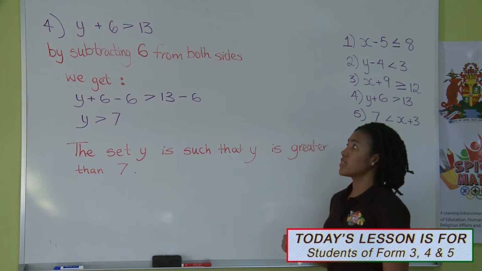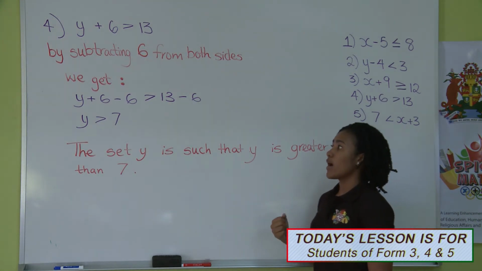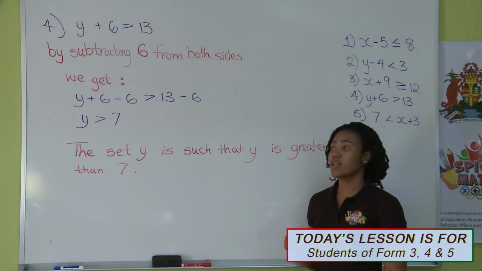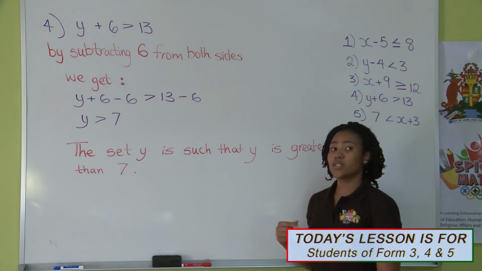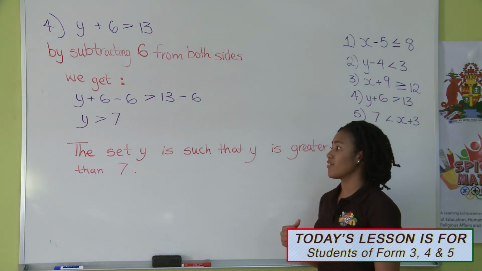Okay, so for this linear inequation, we have y plus 6 is greater than 13. And we're going to solve this by subtracting 6 from both sides. When we do so, we get y plus 6 minus 6 is greater than 13 minus 6. When we simplify this, we get y is greater than 7.